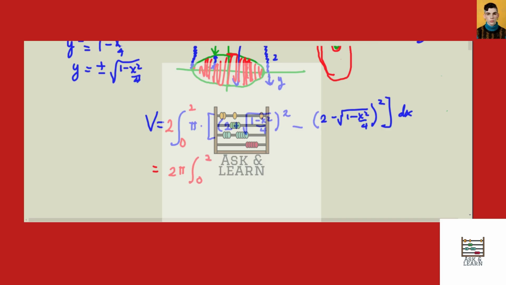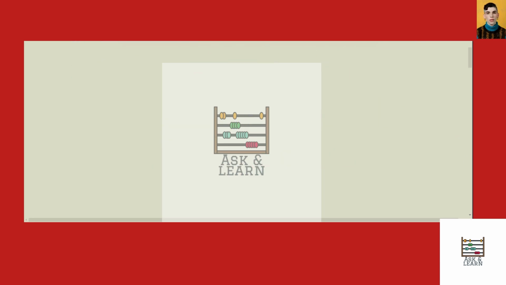Let's go ahead and simplify a little bit, and then it won't be so hard to type in the calculator. This will be 4 plus 4 times that square root plus that square root squared minus, oh, I gotta be careful here, 4 minus 4 times that square root, 1 minus x squared over 4, plus 1 minus x squared over 4. And then dx at the end.